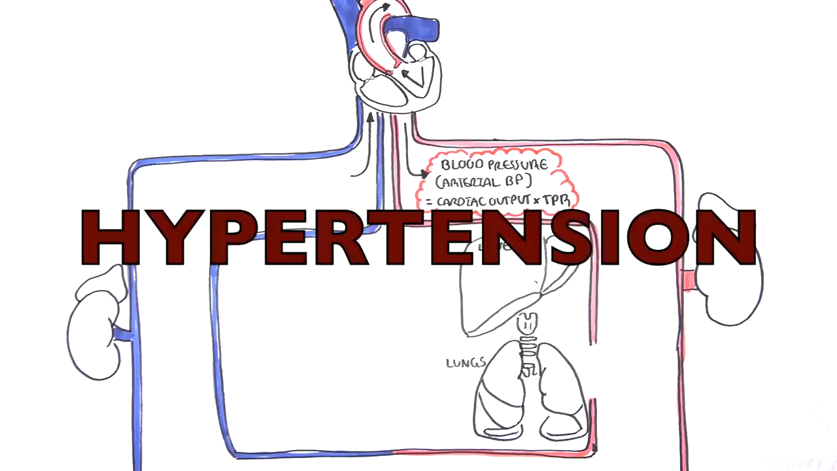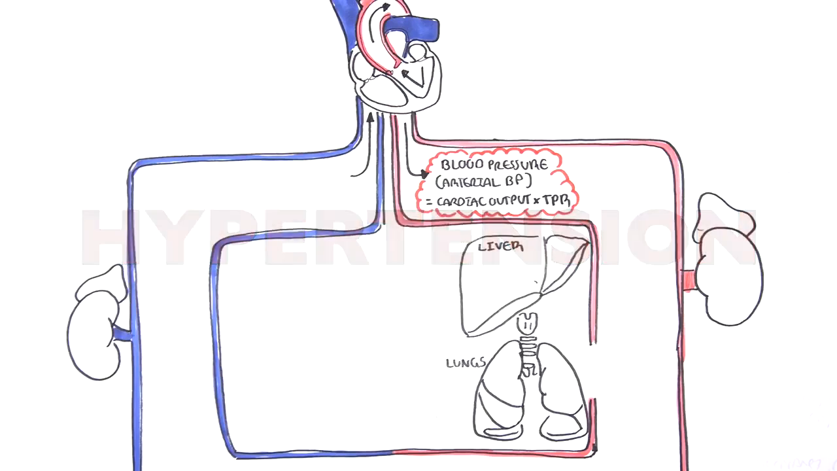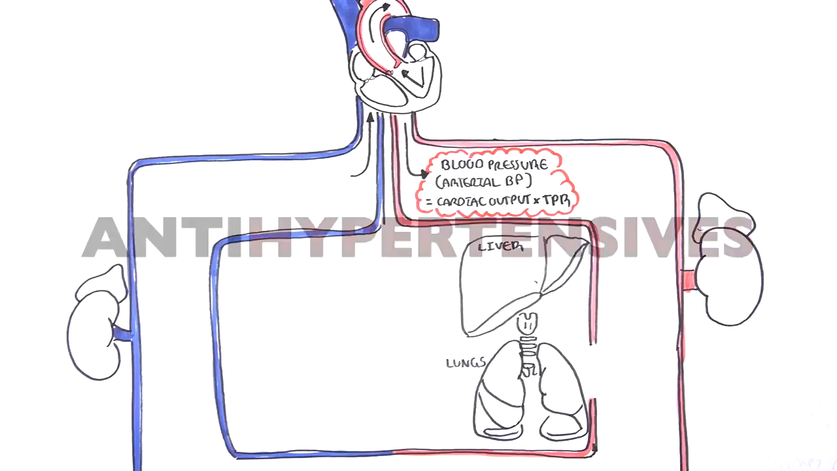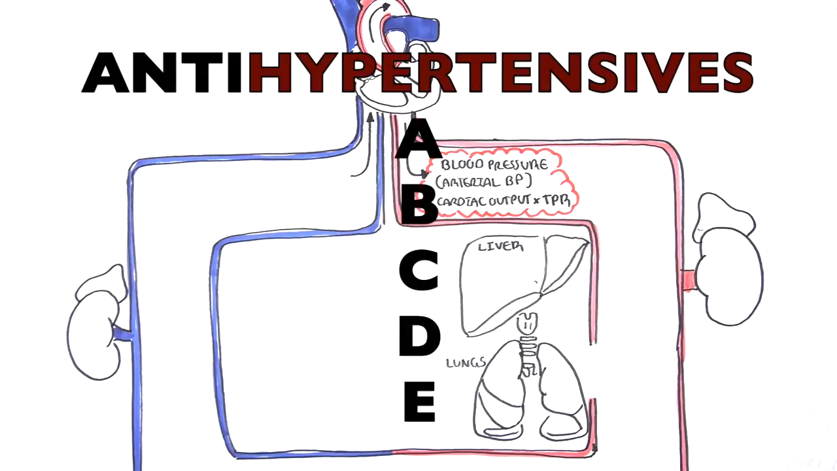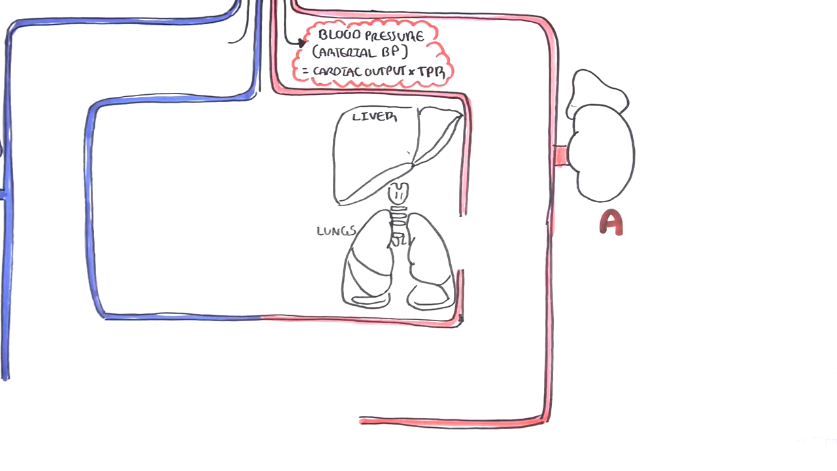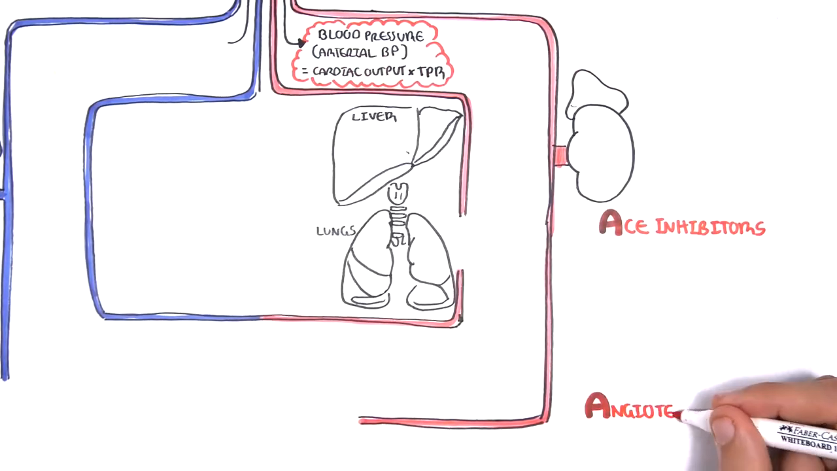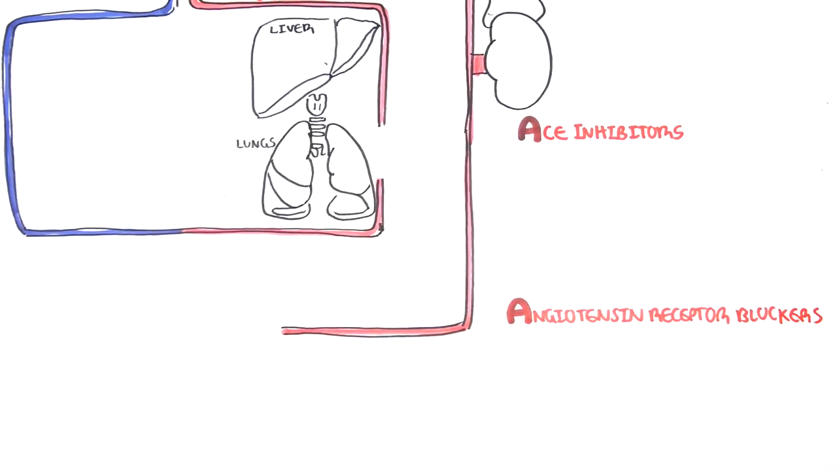Hypertension means high blood pressure. Many things can cause hypertension. Persistent, untreated, or unmanaged hypertension can have serious consequences. And one way to treat hypertension is by using antihypertensives, or medication to treat hypertension. And these medications can be remembered by the alphabet, so A, B, C, D, and E. Let's begin by looking at A. So A includes ACE inhibitors, angiotensin receptor blockers, and alpha-1 receptor blockers.